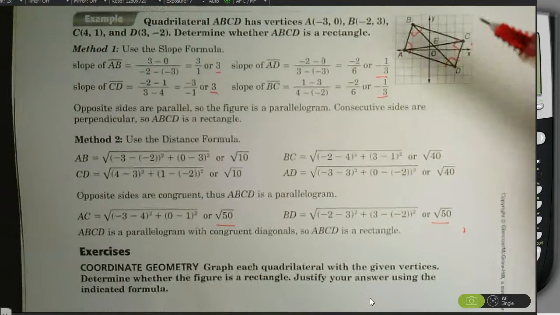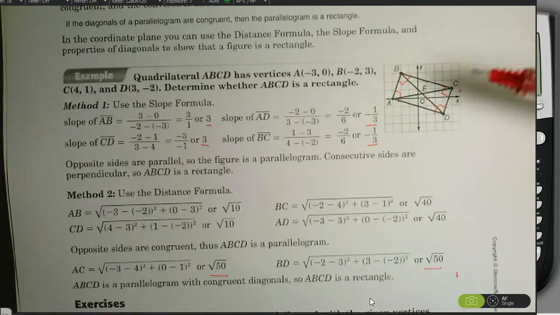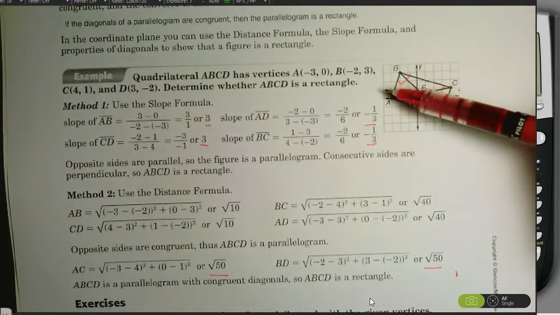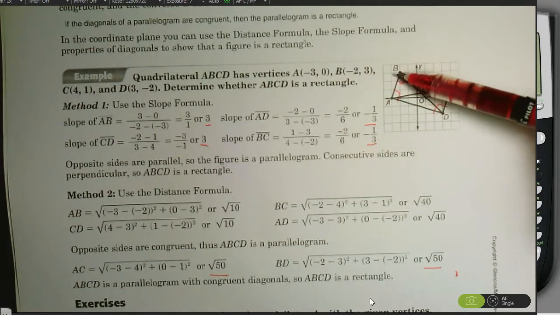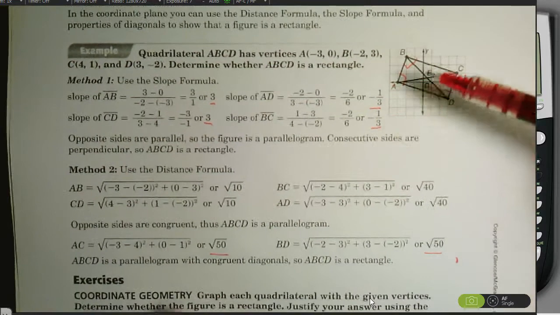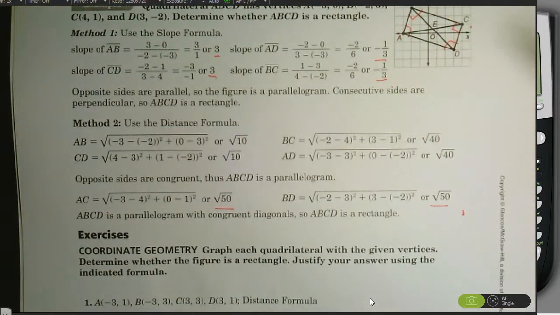Okay. So there are two ways to do this. One is to find the slope of all four sides. If you do that, you're really pretty much done. You've shown that not only do you have a parallelogram, but you also have perpendicular sides by the opposite reciprocal slopes. Or you could do the distance formula, show that both pairs of opposite sides are congruent, and then show that the diagonals are congruent as well.